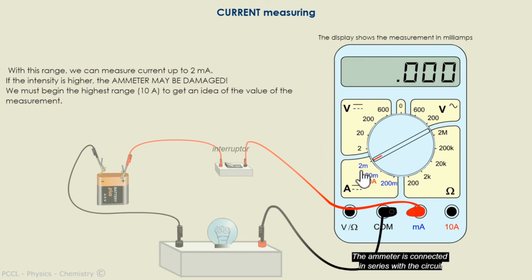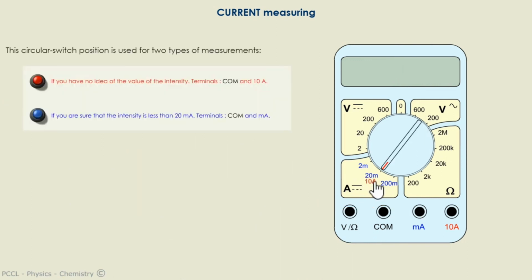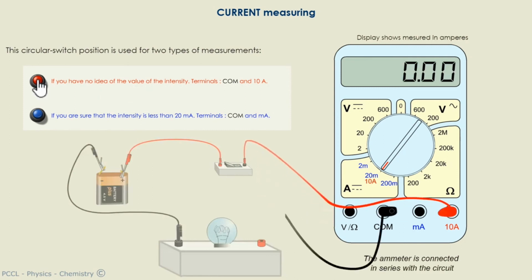I first choose the larger range, that is to say 10 amps. If I put myself on 10 amps, well, the other wire must go, naturally, on the 10 amps terminal. There I can safely close the switch. 10 amps is a lot. So a range that measures up to 10 amps isn't a big deal.